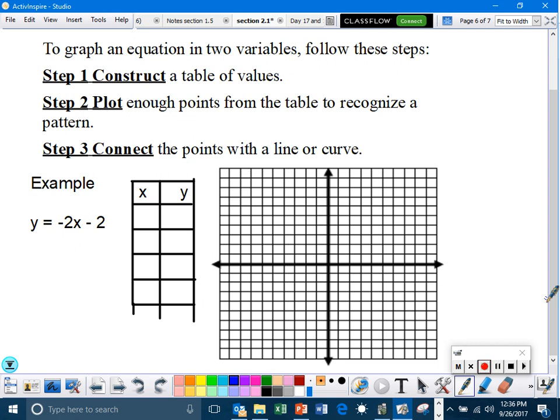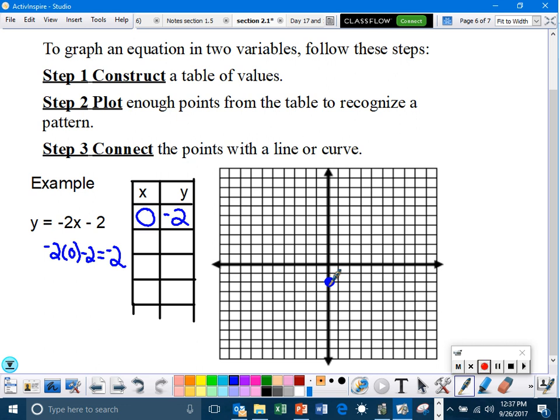So we've got this table right here, x, y. I'm going to go ahead and I like using 0, so I'm going to put 0 in there. Now remember, that 0 is our input. So -2 times 0 minus 2, we're going to get an output of -2. That is also known as our y-intercept, 0, -2. So that is our starting point.